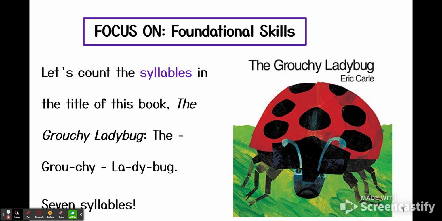And one other example. You might start by showing the front cover of a book, and you would say, let's count the syllables in the title of this book, The Grouchy Ladybug. And then however you normally count syllables, maybe by clapping or putting your hand under your chin to count how many times your mouth is moving. The Grouchy Ladybug. That's 7 syllables.